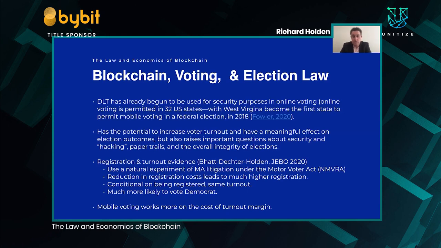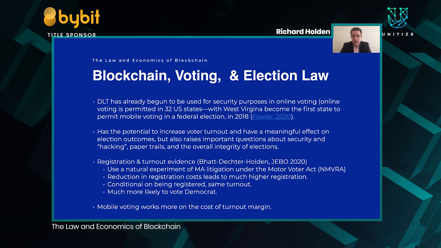Now, on a slightly different topic that had nothing to do with blockchain per se, but everything to do with voter registration, in a paper that I recently published with Roshana Butt and my UNSW colleague Jenny Decter, we used a natural experiment in Massachusetts in litigation under what's known as the Motor Voter Act, the National Motor Voter Registration Act, which basically requires states to allow people to register to vote easily when they get a driver's license. And Massachusetts was found for a period of time to not be adequately complying with that, and they had to serve a little penance for that by going on essentially a voter registration drive.